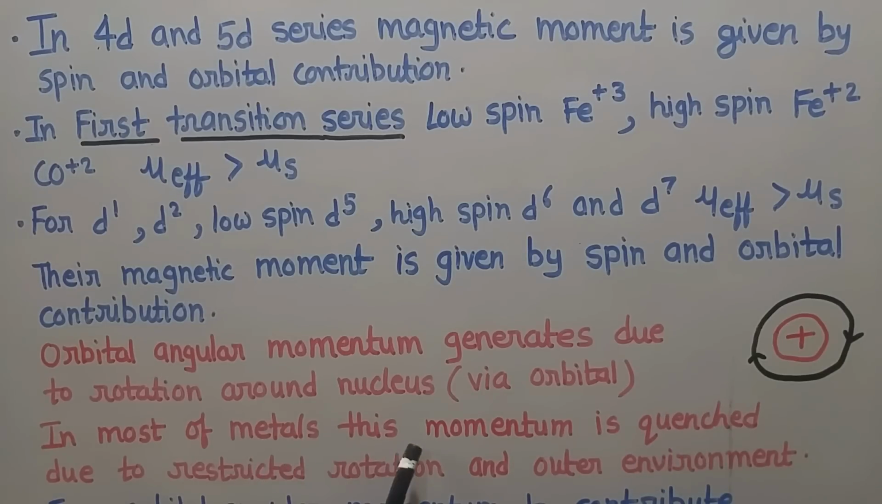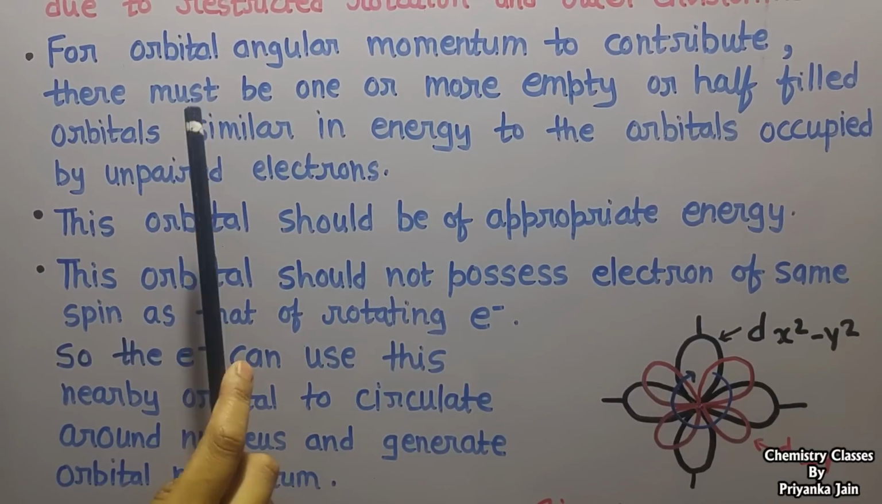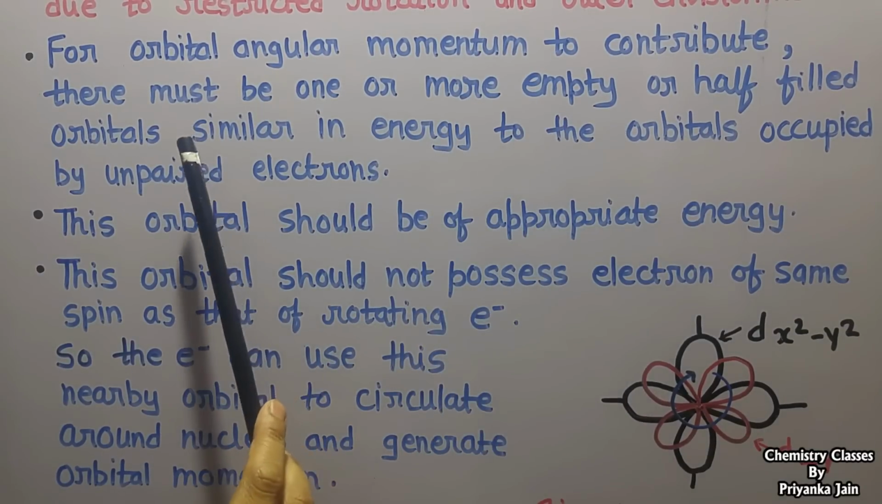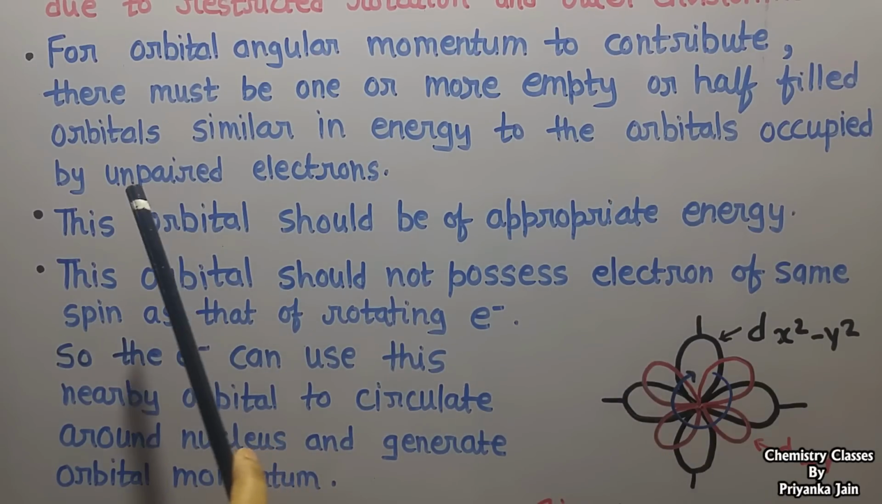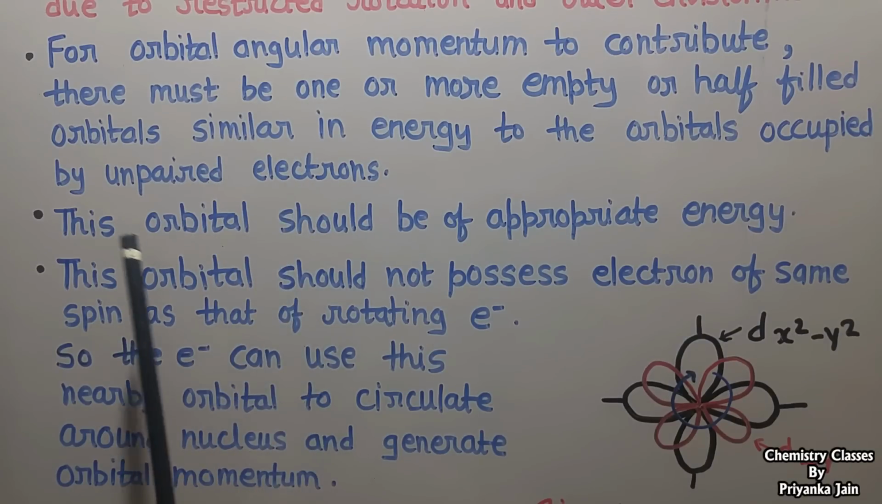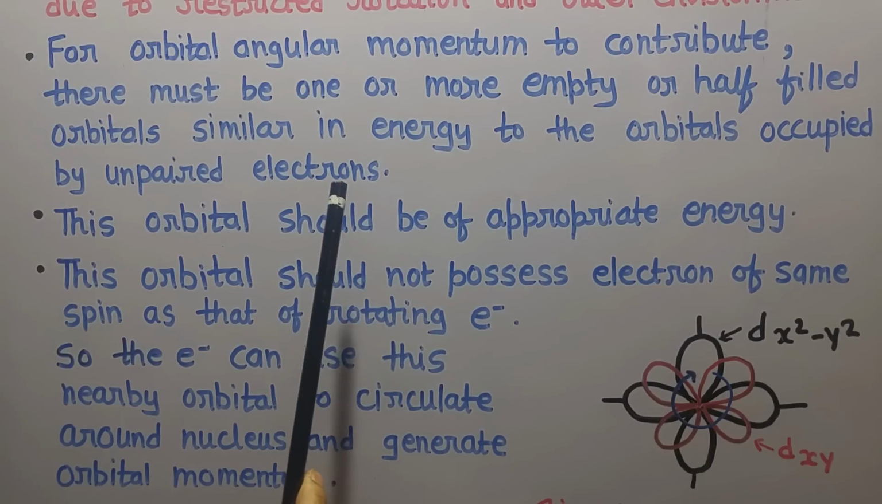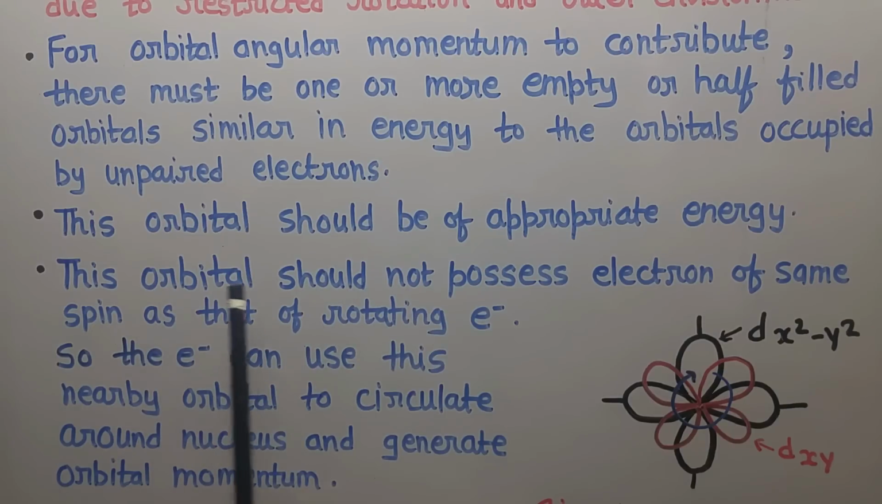So in most of the metals, this angular momentum is usually quenched. Why? Because of the restricted rotation. It means the rotation of the electron is restricted because it does not get a path for the rotation. This is somewhat due to the shape of the d orbital and somewhat due to the effect of the ligands or the outer environment. So for the orbital angular momentum to contribute, there must be one or more empty or half filled orbitals similar in energy to that of the orbitals occupied by the unpaired electrons. Such an orbital should be present for the orbital angular momentum to contribute, and this orbital should be of the appropriate energy. It means its energy should be similar to that of the orbital that possesses the electron, and of the same symmetry. And this orbital should not possess an electron of the same spin as that of the rotating electron.